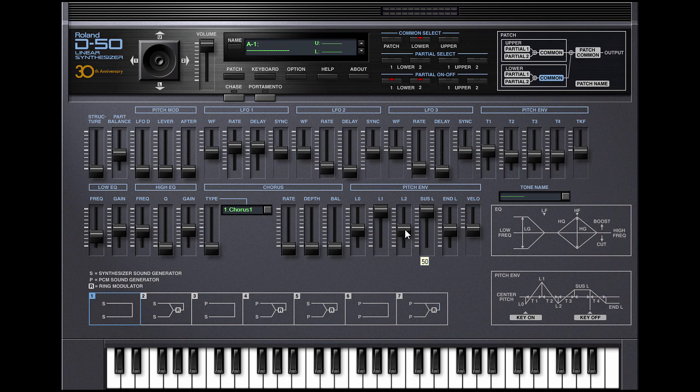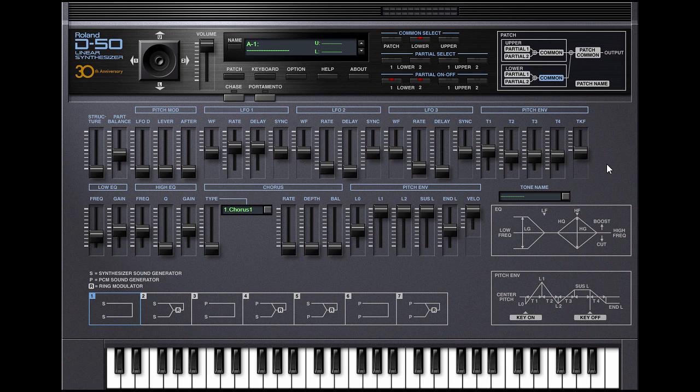Let's play this one too. We can also affect this one with the velocity. So if I press slower notes, you won't hear much of the effect. If I press faster notes, you can hear the effect. So you can say that velocity determines the amount of pitch bend according to how fast you press the keys.